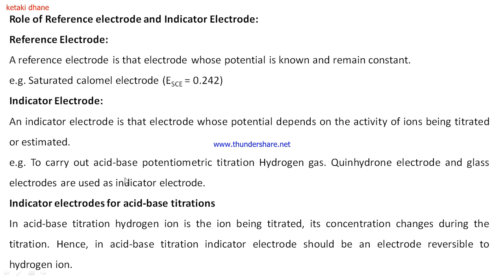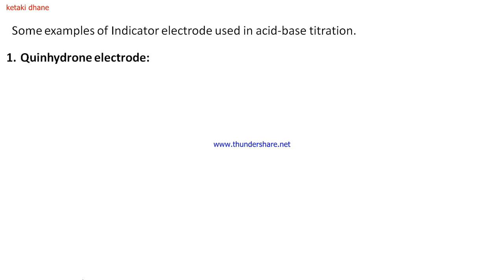An example of this type of electrode, for carrying out acid-base potentiometric titration, is the hydrogen gas electrode or the quinhydrone electrode. The third is the indicator electrode specifically for acid-base titration, where the hydrogen ion is the ion being titrated and its concentration changes during the titration. So in acid-base titration, the indicator electrode should be an electrode reversible to the hydrogen ion.